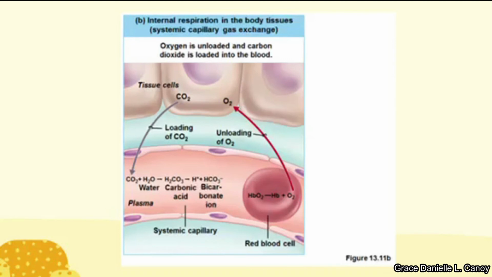As for the oxygen, we all know that oxygen is going to be in the red blood cells and we need to get it out to the tissue. So what we've got is oxygen bound to hemoglobin. But what we need to do is dissociate the oxygen from the hemoglobin, so that we can get that oxygen out and send it out to the tissue.